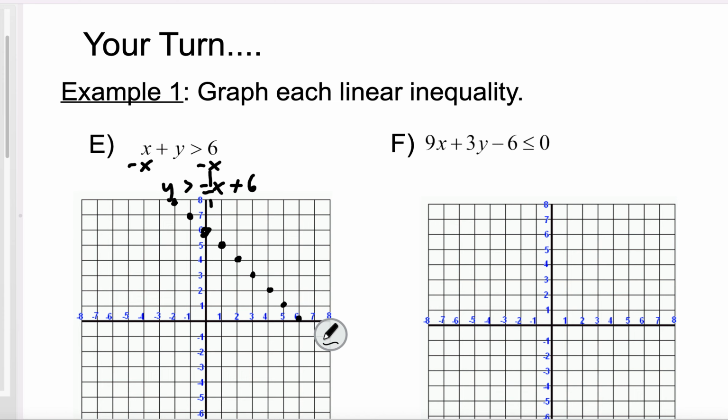So once I have that graphed out there, then my second step here is to go ahead and decide how to connect those dots. Since it's a greater than symbol, it's not equal to, it's going to be dashed, or if you like to say dotted.